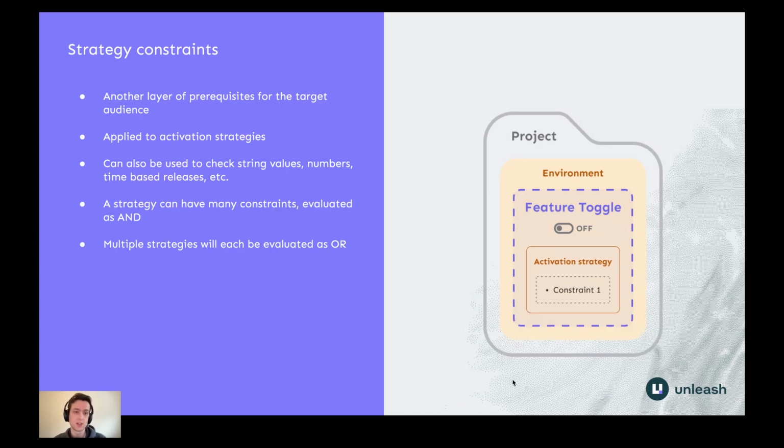Within each activation strategy, you can add constraints. These constraints are additional layers and prerequisites for that activation strategy. So if you use the standard strategy, which is just on for everyone, you can further define that within constraints by checking additional context fields, time, numbers, and anything else. You can have as many constraints as you want, and they'll all be evaluated as ANDs within that one strategy. You can have multiple strategies within one feature toggle in one environment, and those will be evaluated as ORs. And that's how you can combine all the different things to set up as many different parameters as you need for that feature toggle.